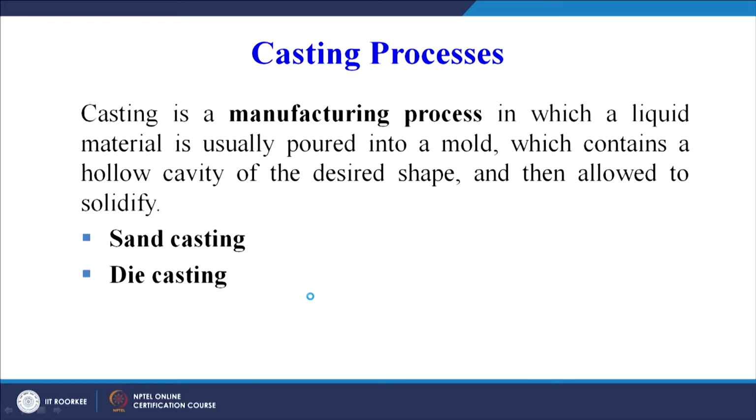This process we have already seen, casting. Casting is a manufacturing process in which a liquid material is usually poured into a mold. As I have already told, one thing is the liquid material, which we can call the raw material. So we have a raw material in the molten form, and the mold can be a sand mold or it can be a mold made of metal, especially in case of the die casting process. So we have a molten metal, we have a mold.